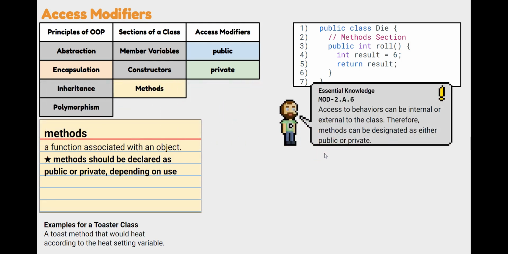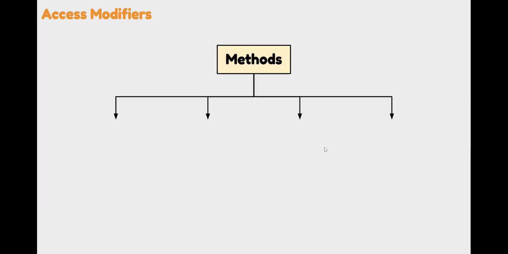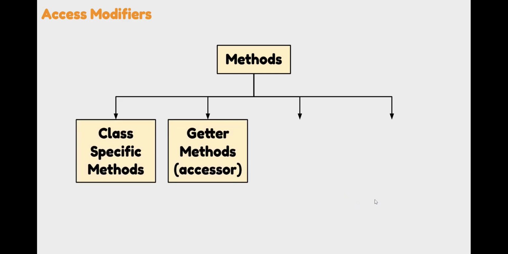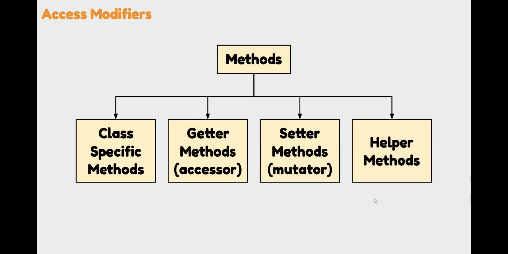This aligns with our learning objective. Access to behaviors can be internal or external to the class. Therefore, methods can be designated as either public or private. That is because we don't just lump them all into a category called methods. We break them down into 4 different subsets of methods. We have our class-specific methods, our getter methods, our setter methods, and our helper methods.